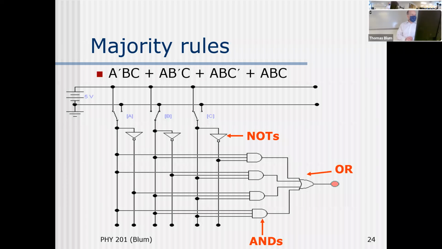So here I flip some switches. Now I have A high and C high, but B is low. But in my majority rules, that should be high. And here I have this little probe thing lighting up.